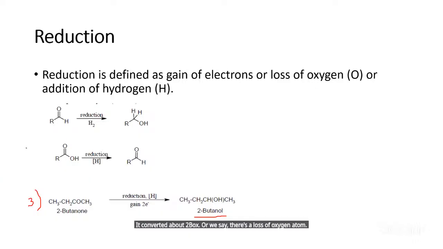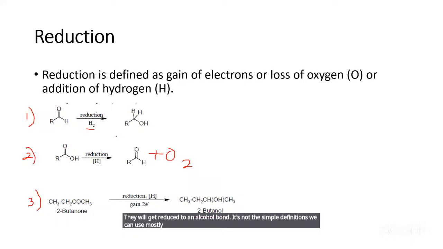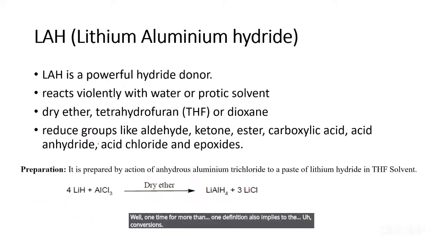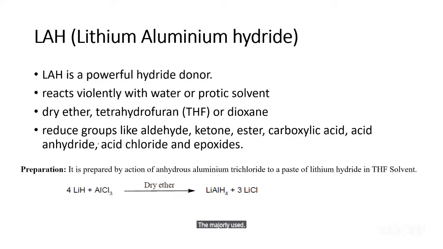In the second example, we observe here there is an acid. After loss of oxygen, it gives an aldehyde molecule. Or we can say an addition of hydrogen. In an aldehyde molecule, if you add hydrogen, it gets reduced to an alcohol molecule. These are the simple definitions. Mostly one definition will apply at a time, or more than one definition can also apply to the conversion. The majorly used reducing reagents are the lithium aluminum hydrides.